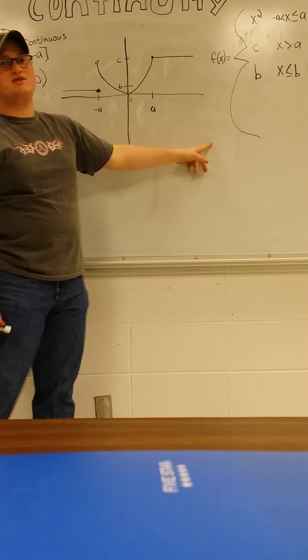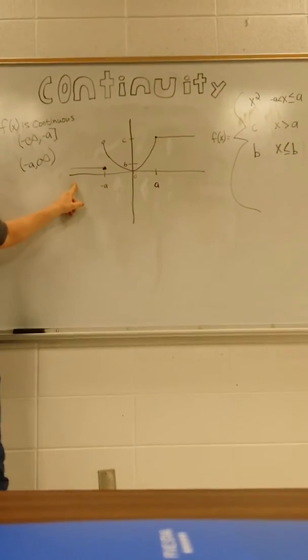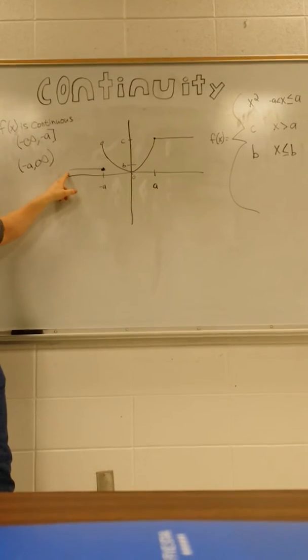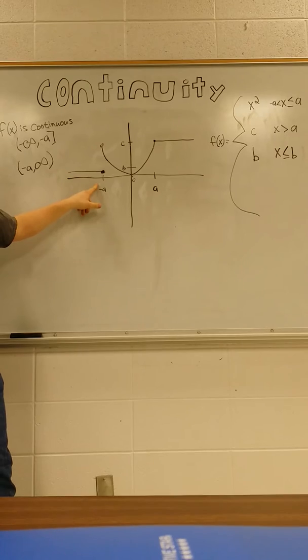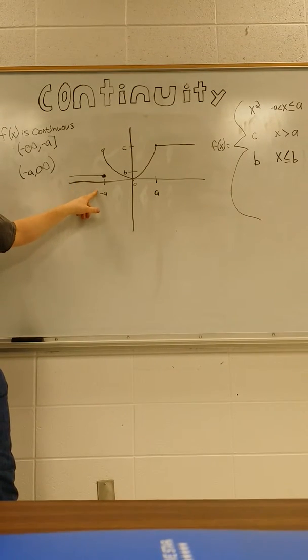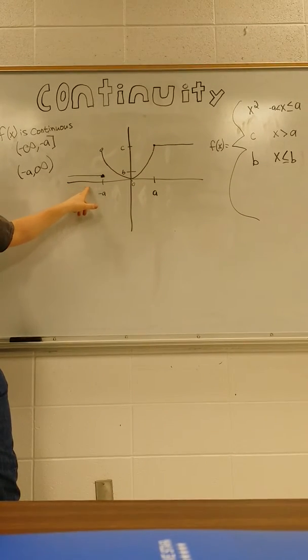So here we have a piecewise function that's both continuous and discontinuous. If you see here, as it comes from negative infinity to negative a, the limit of f of x exists at every single point. There's a value for f of a at every single point, and the limit and the value agree on every single point.